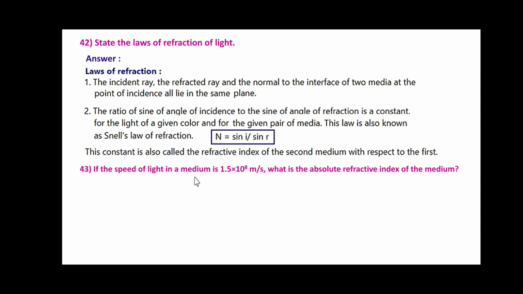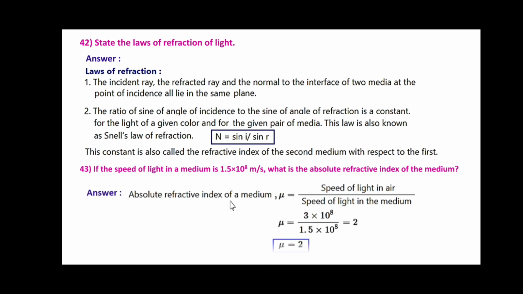If the speed of light in a medium is 1.5 into 10 to the power 8 meters per second, what is the absolute refractive index of the medium? The absolute refractive index of the medium, mu, is equal to the speed of light in air upon the speed of light in the medium. So mu is equal to 3 into 10 to the power 8 divided by 1.5 into 10 to the power 8, that gives you 2. So mu is equal to 2. The absolute refractive index is 2.